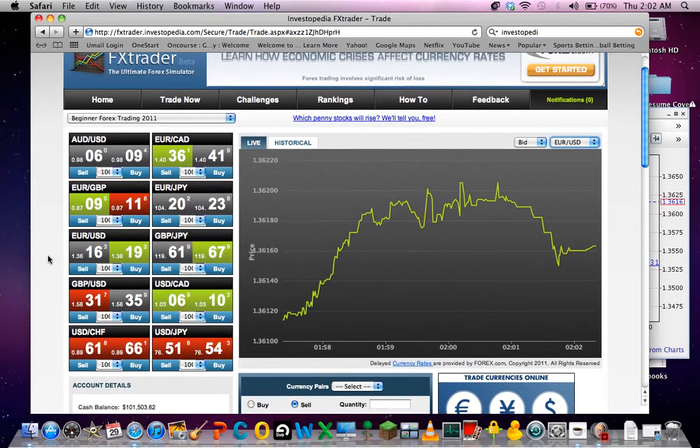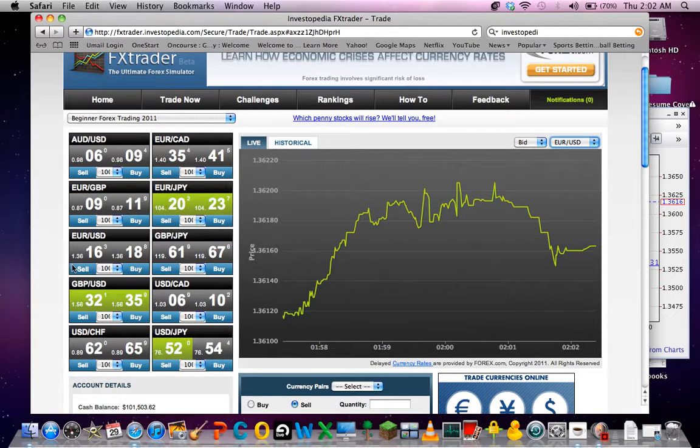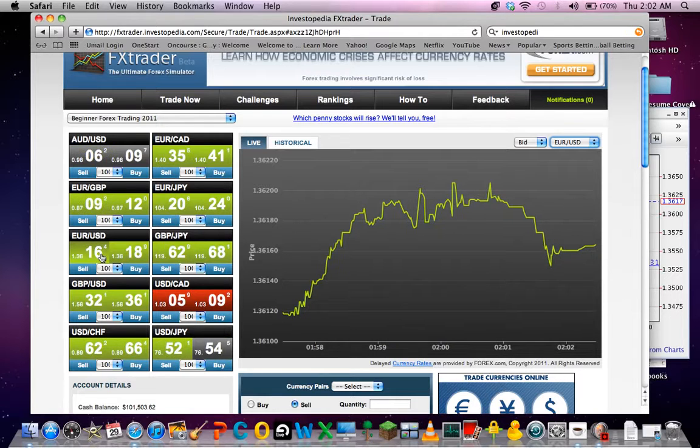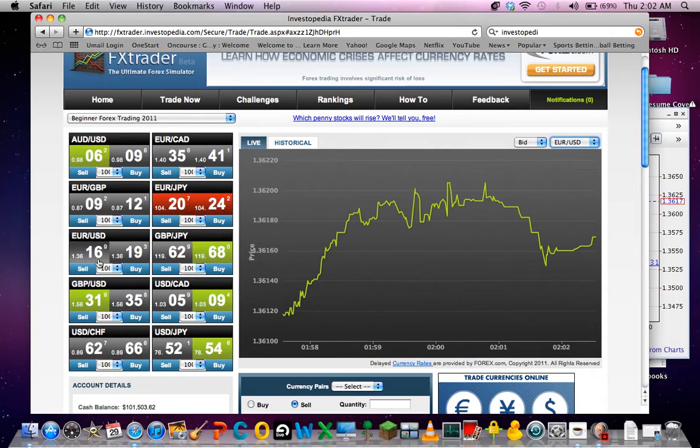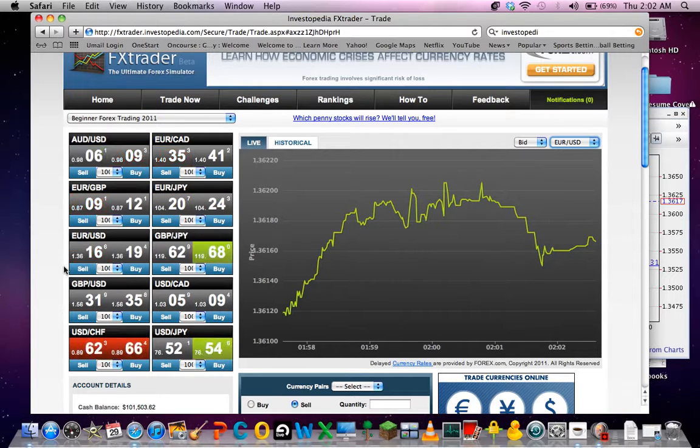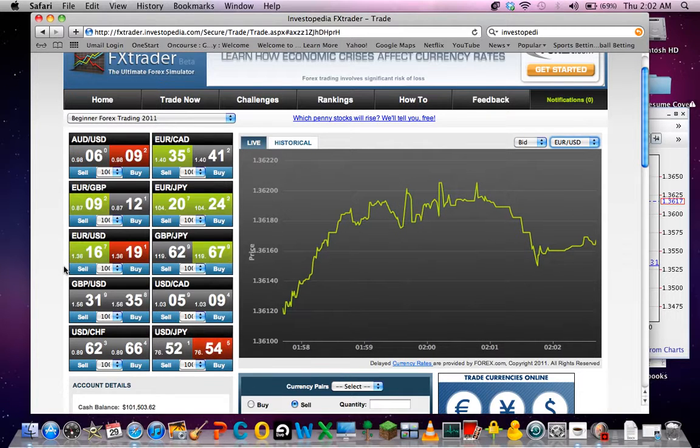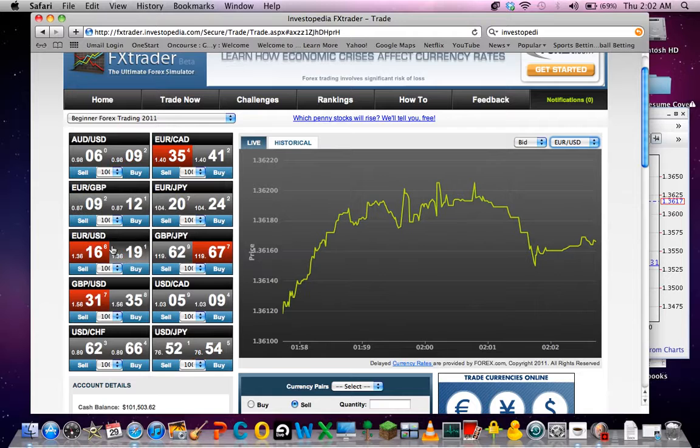So the difference between the price you can buy at and the price you can sell at is around 3 points, or what they call pips. A pip is just one movement in the currency pair. So this difference here is how the platform makes their money. Instead of charging commission, they just charge what's called the spread, which is this difference here, and that's really how they make their money on every trade.